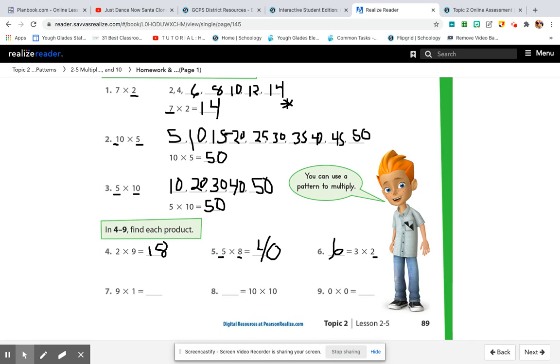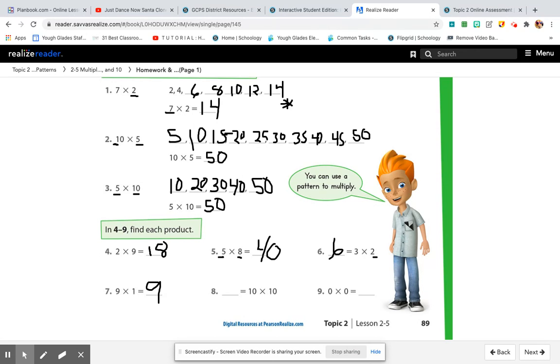Nine times 1, that follows the identity property. So that means any number times 1 will be itself. It's like the numbers looking in the mirror. And what do they see? Their own reflection. So 9's looking in the mirror, and what does 9 see? 9 sees itself.